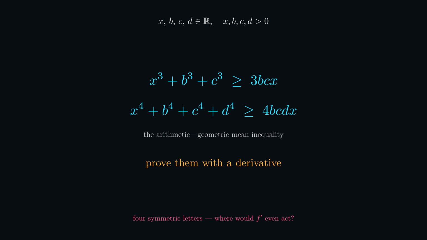The instruction, though, is unusual. Prove them with calculus. That instruction is the interesting part, because an inequality between 4 symmetric letters does not look like a job for a derivative at all. The trick is in how you read the letters.